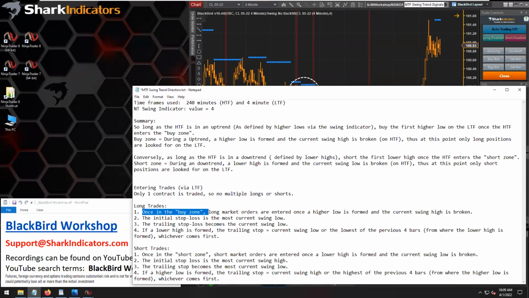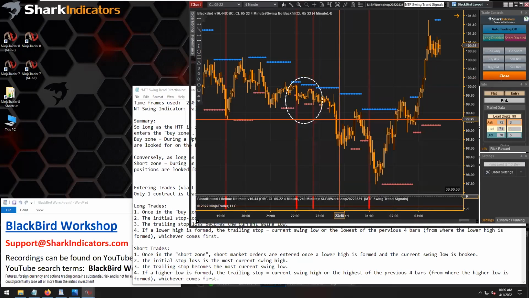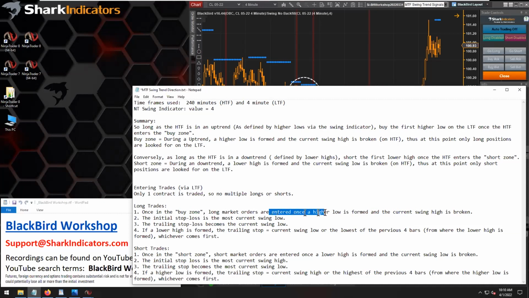There's no profit target mentioned here. It's just a trailing stop loss. So basically we're creating what's called a runner in the industry. We're going to enter using a market order, entering once a higher low is formed and the current swing high is broken. Again, this is for long trades. That's already built into the Bloodhound signals. Keep in mind that requirements and conditions like this have to be built into the Bloodhound signals. That has already been done, so that part's good to go.